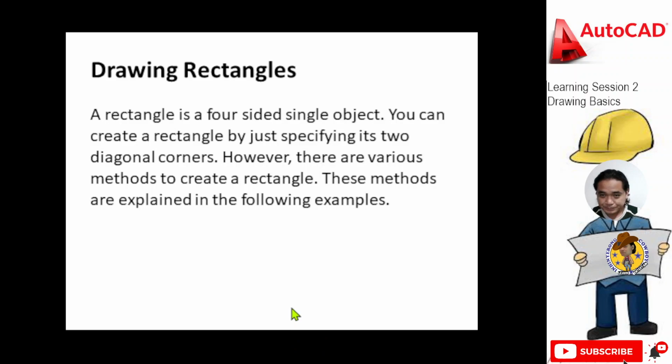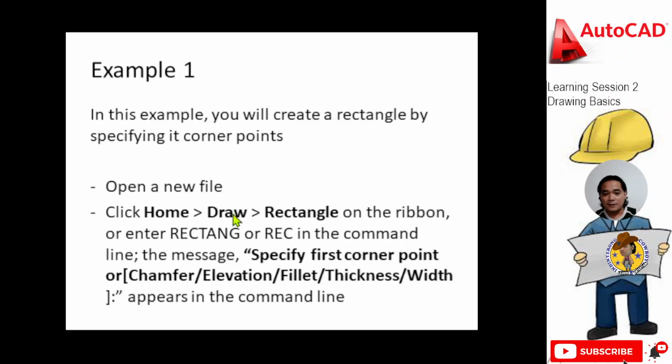A rectangle is a four-sided single object. We all know this one. You can create a rectangle by just specifying its two diagonal corners. However, there are various methods to create a rectangle. These methods are explained in the following examples. So example number 1. In this example, you will create a rectangle by specifying its corner points.